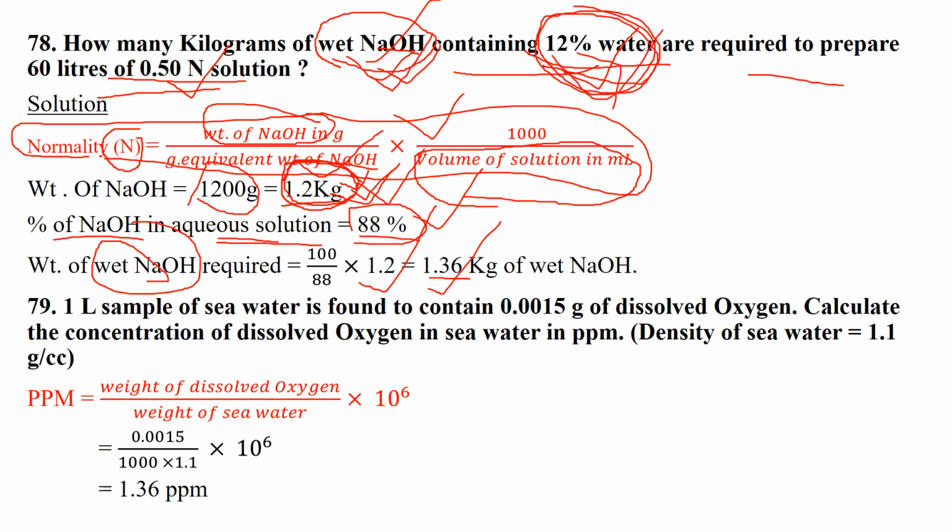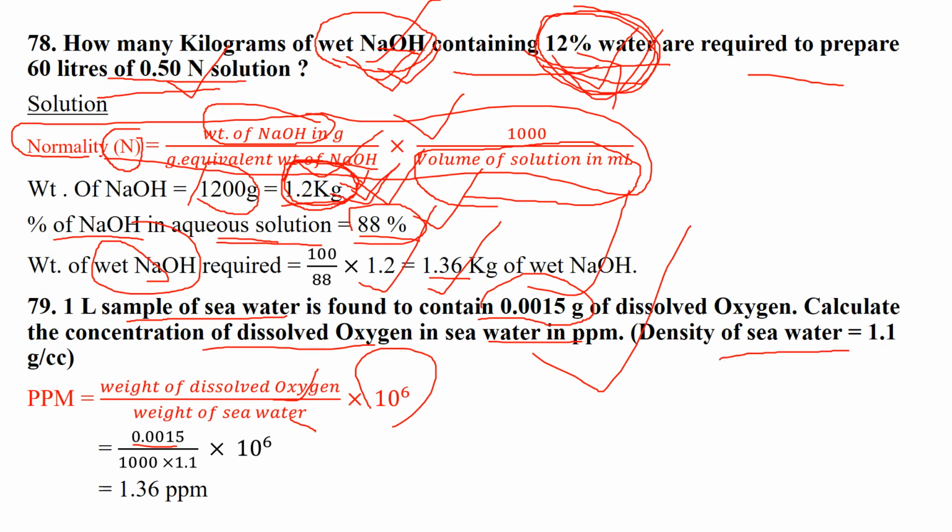Very important question. 1 liter sample of seawater is found to contain 0.0015 gram of dissolved oxygen. Calculate the concentration of dissolved oxygen in seawater. We have to calculate the concentration of oxygen in seawater in ppm, right? ppm is the weight of dissolved oxygen divided by the weight of seawater, into 10 to the 6. The weight of dissolved oxygen is equal to 0.0015 gram. Here it is. Then the weight of seawater.